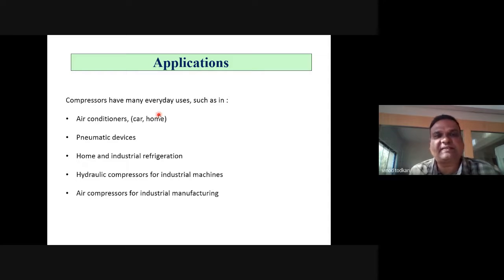Now, tell me, what are the applications? Where have you seen compressors? As we have discussed, in a refrigerator also, a compressor is there, right?